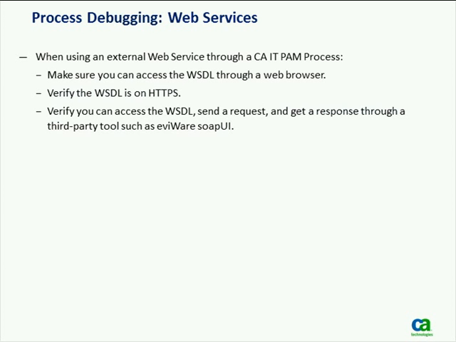Okay. When using an external web service through the PAM process, make sure you can access the WSDL link through a web browser. Verify that the WSDL link is on HTTPS, and verify that you can access the link. For example, send a request using SOAP. Okay, and here it talks about everywhere, but I prefer SOAP. You must always ensure that the machines know each other.